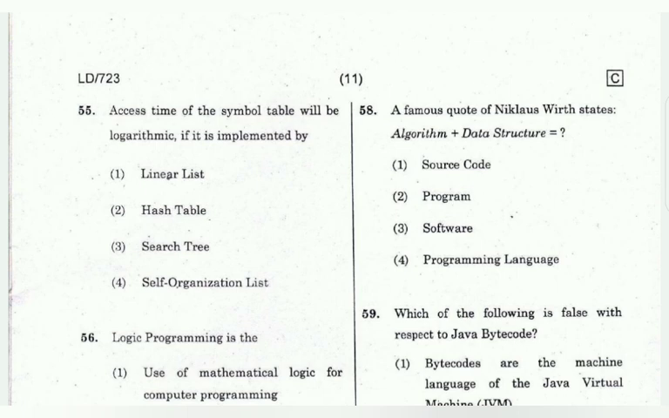A famous quote of Niklaus Wirth states that algorithm plus data structure equals to program. It emphasizes that both components, algorithm and data structure, are essential for creating the program.